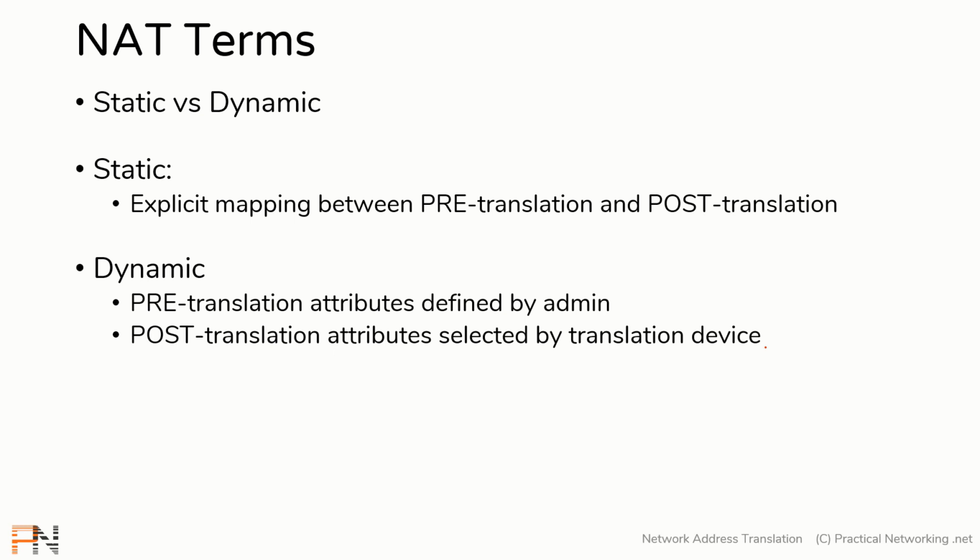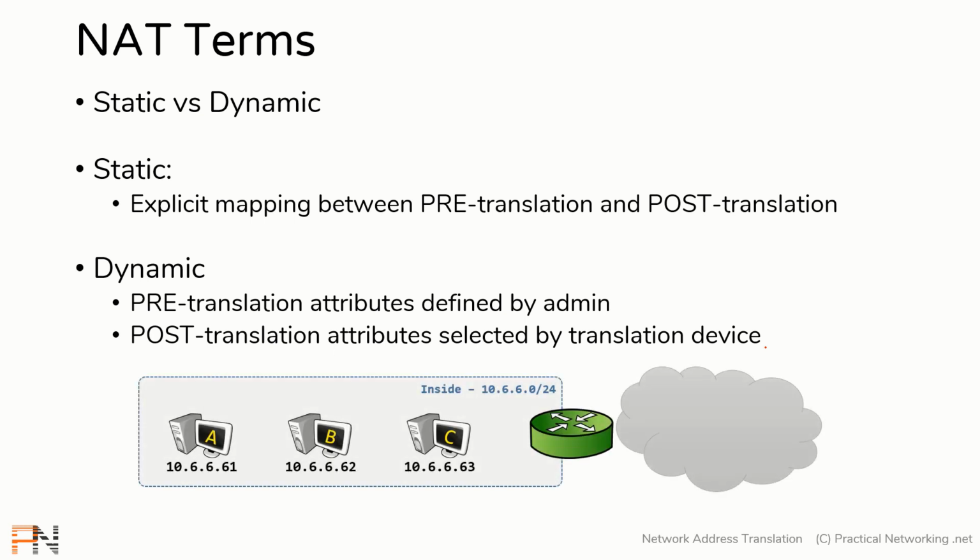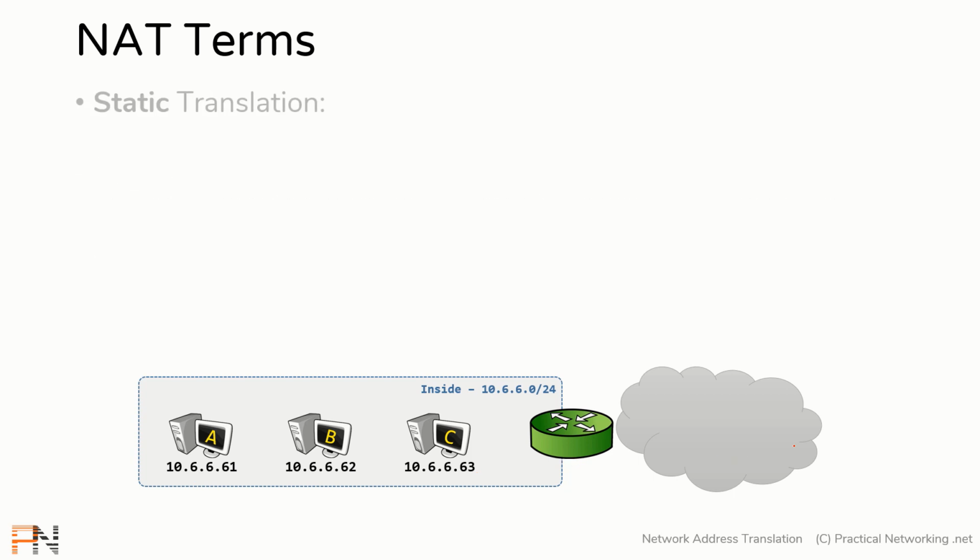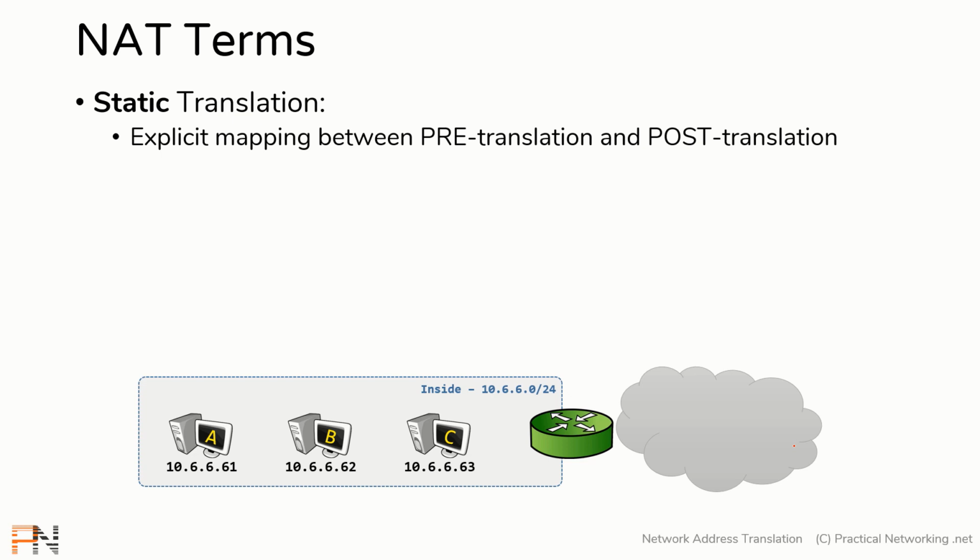Now I'm going to show you examples of both of these to help illustrate these concepts. Here's the topology we'll be using. In our topology, we'll be using a router as our translation device, but do keep in mind many different devices can do NAT. Firewalls can do NAT, load balancers can do NAT, even servers can do NAT if you configure them to do so. Either way, our topology is going to have 3 hosts with private addresses on the inside, and then this cloud over here will represent the internet. So let me show you what a static translation looks like.